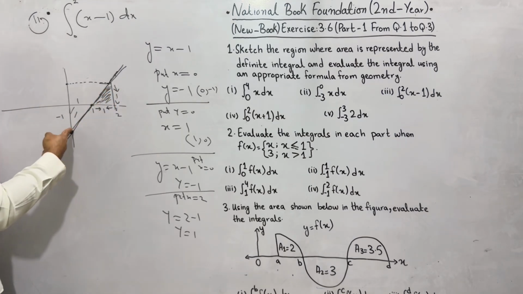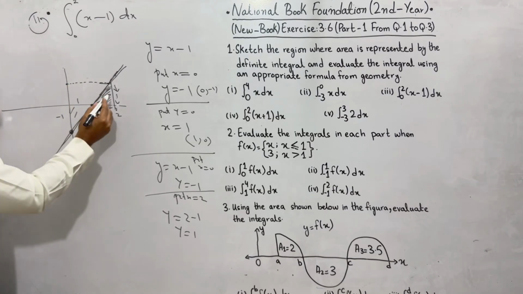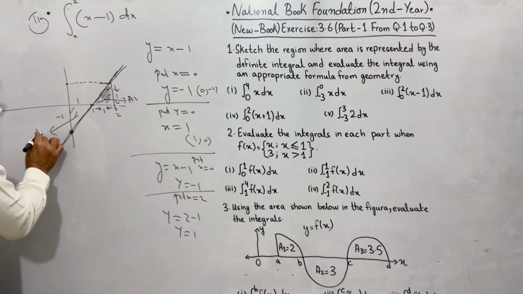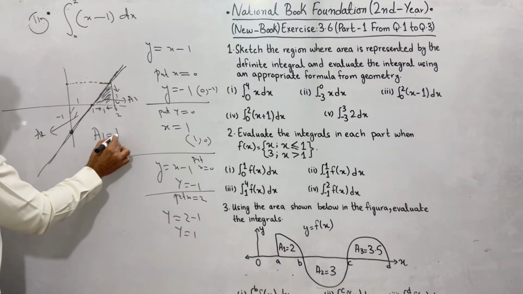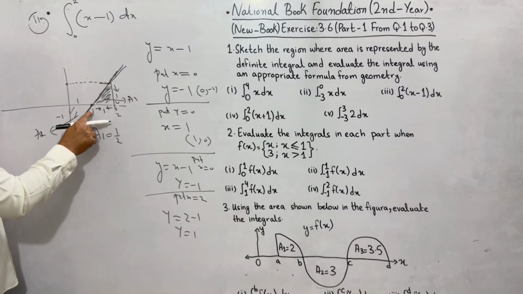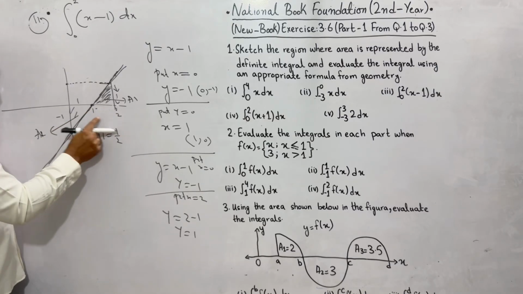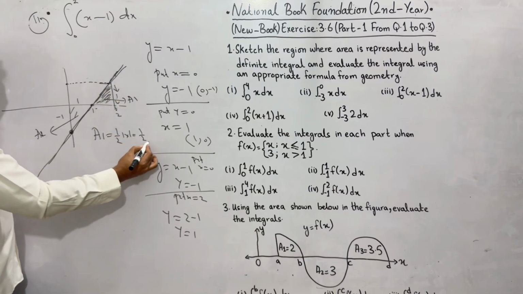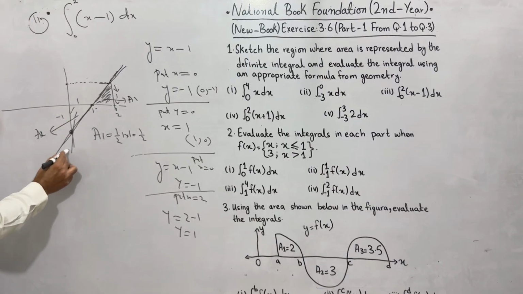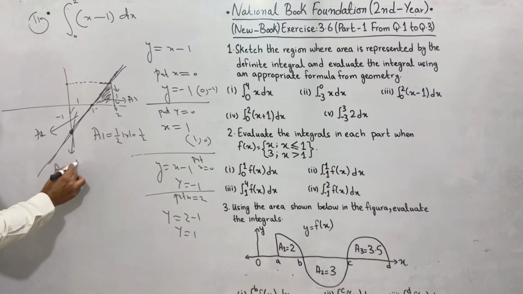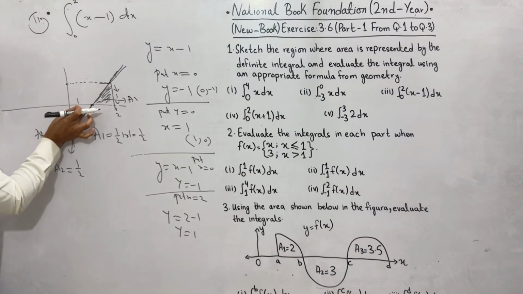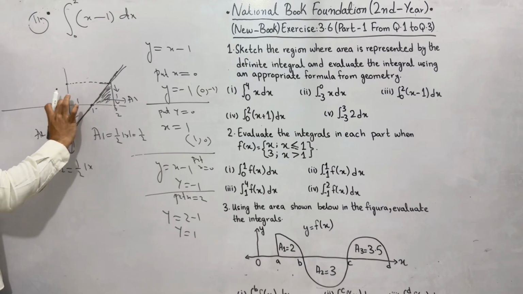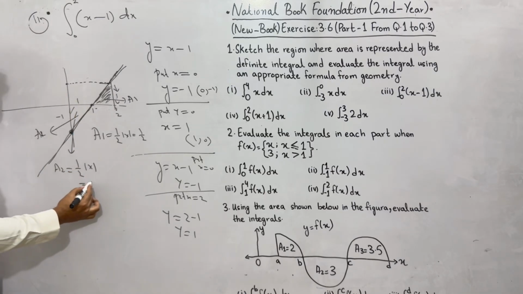Respect the geometrical significance. This is negative, this is positive. What about area of this? Let me call it A1. Let me call it A2. Area of A1 is 1 upon 2 base times height. Base is 1, from 1 to 2. 2 minus 1 means 1. Its length is 1 as well as height is 1. It will become 1 over 2. What about this? Area of A2 is also 1 over 2. What is its base? 1. What is its height? It's also 1. It will become 1 over 2.